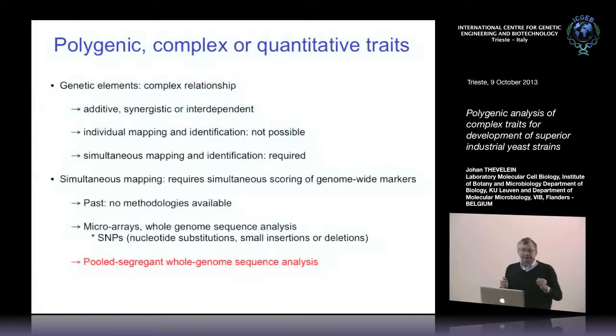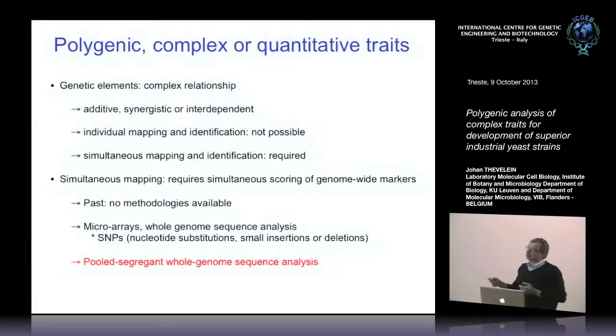And therefore, it is not possible to map the genes involved in a complex trait individually. You have to map them together because they interact together, and often also because the individual contributions of the mutant genes are too small to analyze them. So we have to map them and identify them together.